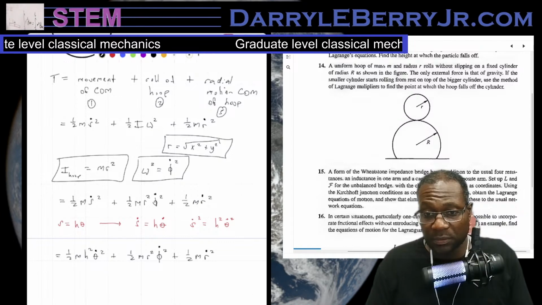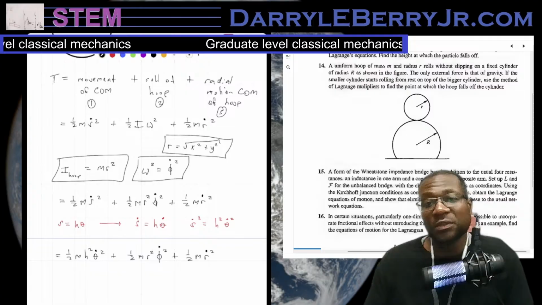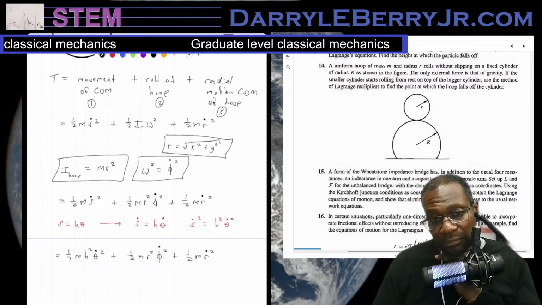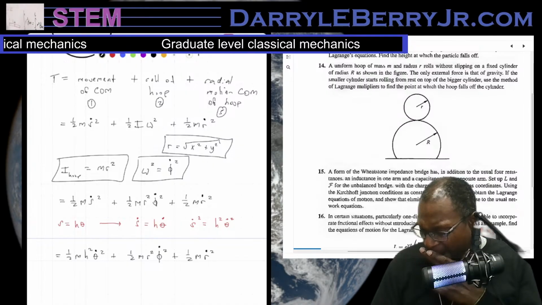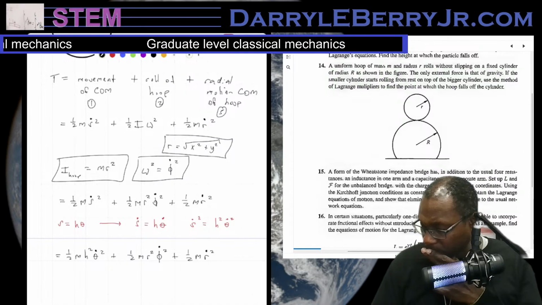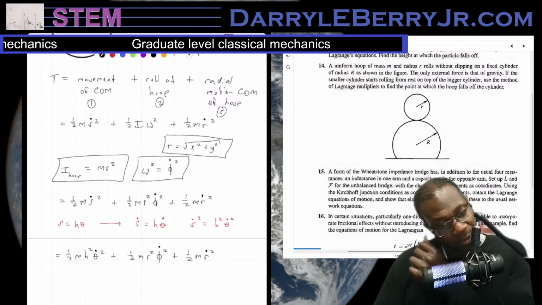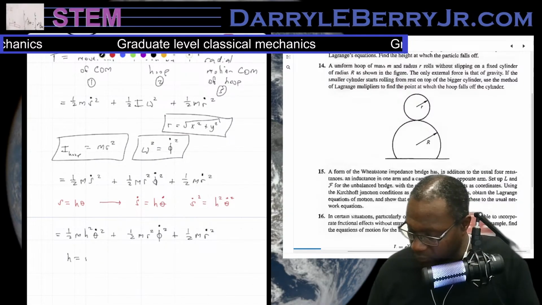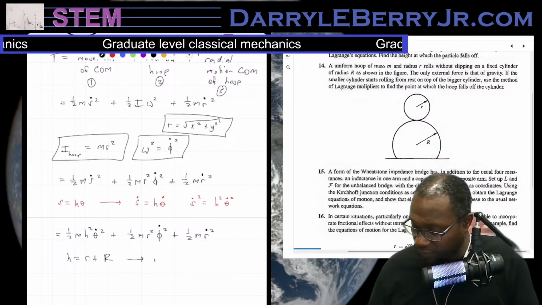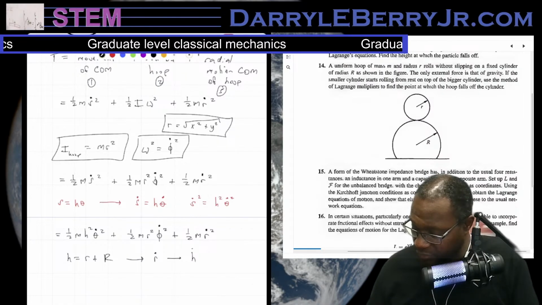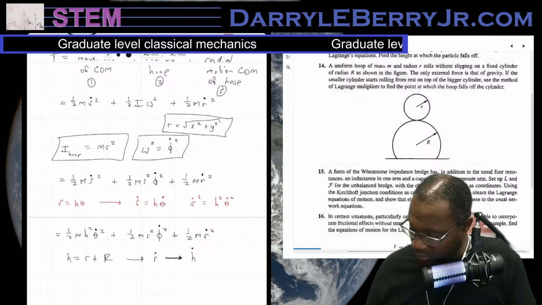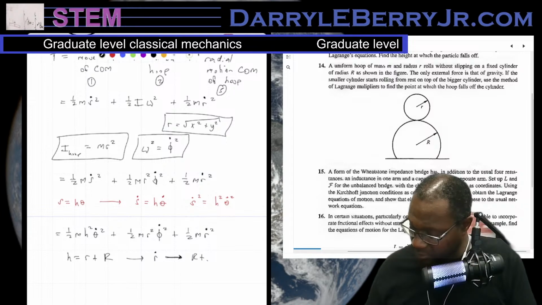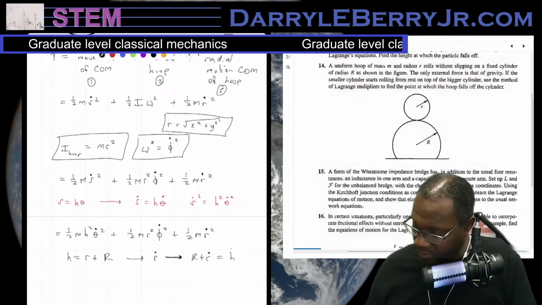Oh, and I noticed that I swapped the radial one for h. Right? So since h equals r plus big R, if r changes, then h changes. We can look at it that way, because it'll be h, it'll be r plus r dot, which is going to be h dot.